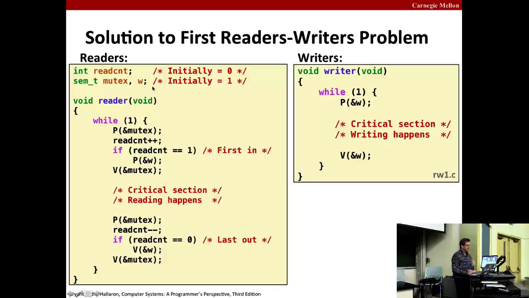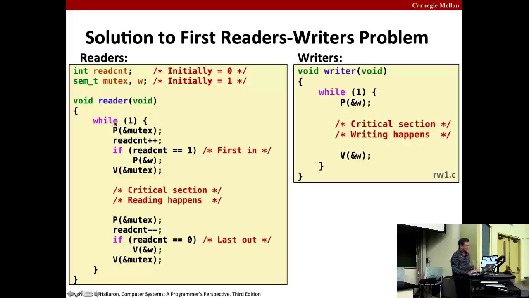Now readers are a little more interesting. With the reader, we have this shared global variable called read count, which is going to keep track of the number of readers that are waiting to read the resource. And there's a semaphore mutex that protects the updates to read count, the reads and the writes to read count. And then there's this W semaphore, which, as we saw here, is used to protect the critical section in the writer. Initially, both of these are set to 1.